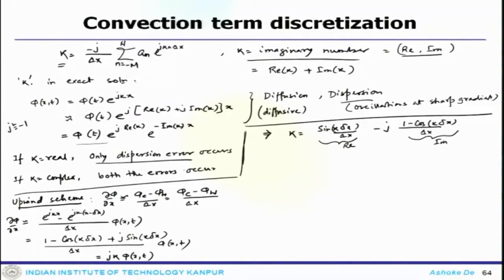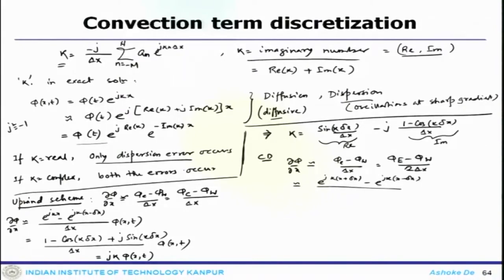So, that clearly shows that in upwind scheme you will have both real and imaginary components, that means both kinds of error, which are diffusive and dispersive, will arise. Now, at the same time, if you look at CD scheme, the del phi by del x would be phi e minus phi w by delta x, which is phi e minus phi w by 2 delta x, which one can write as e to the power j k x plus delta x minus e to the power j k x minus delta x divided by 2 delta x phi x t.